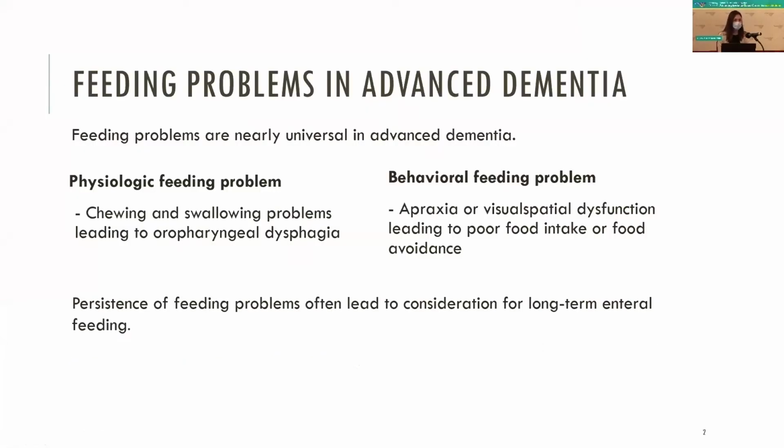In patients with advanced dementia, feeding problems are nearly universal. And there are different types of feeding problems that we observe. One is a physiologic feeding problem, where these patients have chewing and swallowing problems leading to oropharyngeal dysphagia. The other type of feeding problem can be categorized as behavioral feeding problem. And these patients may develop apraxia or visual spatial dysfunction, which leads to poor food intake or food avoidance. Oftentimes in late-stage dementia, the persistence of these feeding problems often lead to the consideration for long-term enteral feeding.